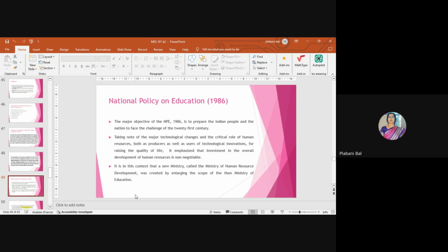So it was analyzed in this document, and a critical evaluation was also done, and the policy perspective was unique, of its own type in the history of independent India.